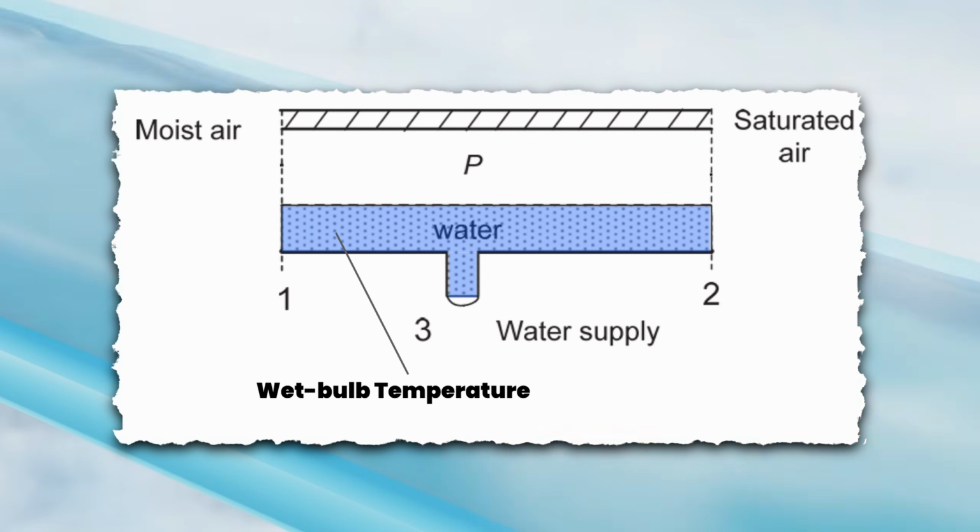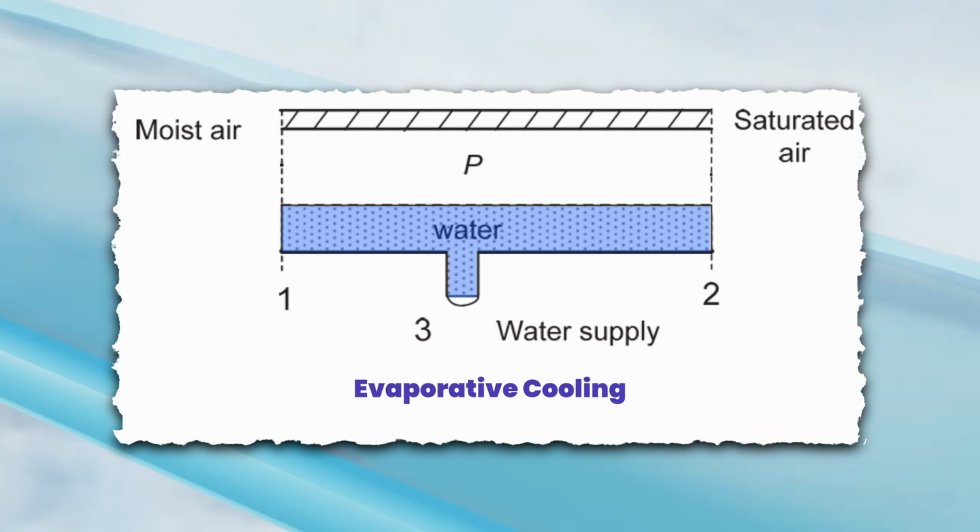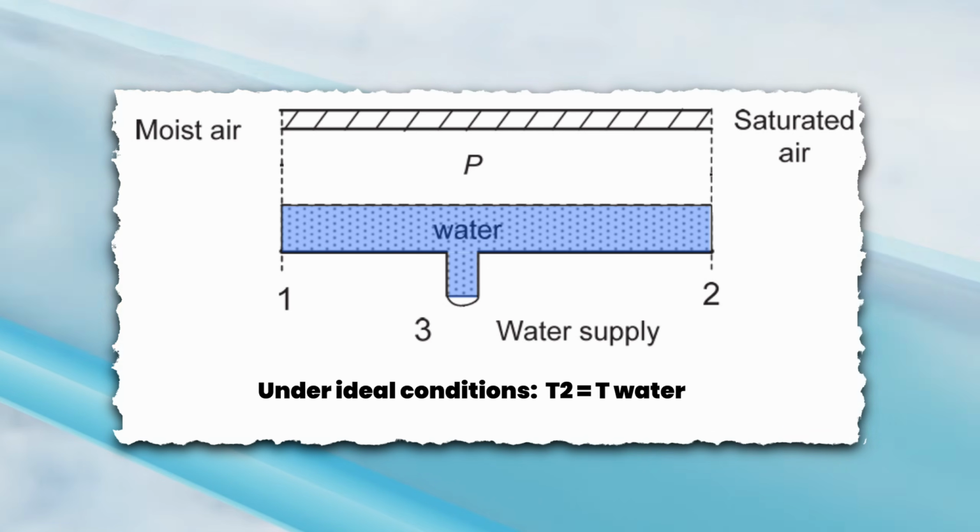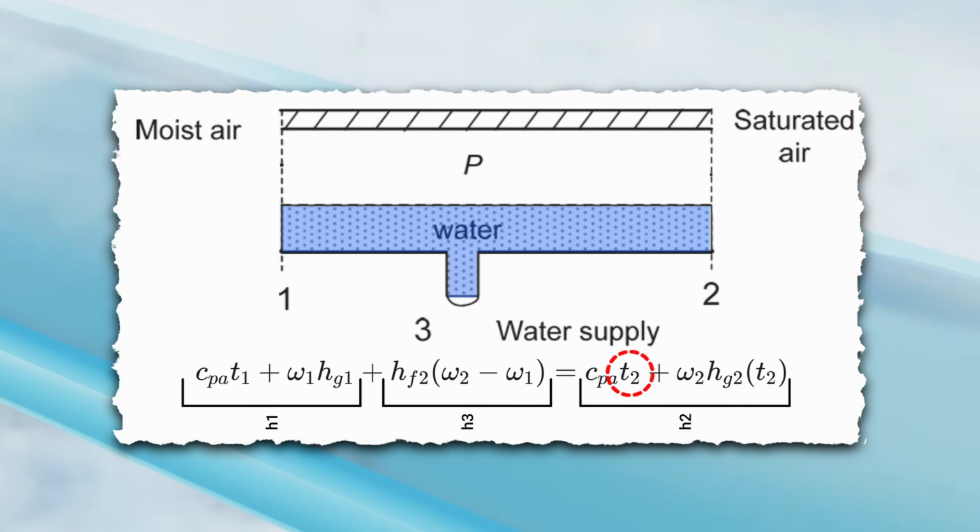So, the wet bulb temperature is a way to measure how cool the air can get when water evaporates into it. This process is called evaporative cooling. Under ideal conditions, the air at the outlet, point 2, reaches the same temperature as the water, which is the thermodynamic wet bulb temperature of the air. Now, using an energy balance, we can calculate the wet bulb temperature using this equation.